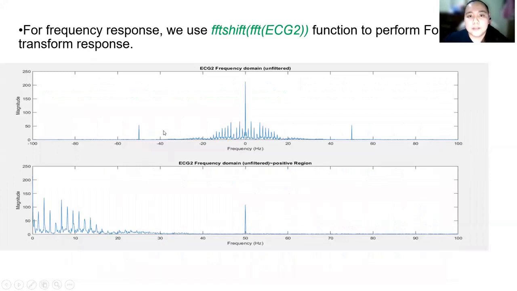Next, we plot the ECG2 signal in frequency domain. So for frequency response, we use this function to perform Fourier transform response. So below is the ECG2 signal in frequency domain. This one is the noise at the negative regions and also this one is the noise at the positive regions. So below is the ECG2 signal in the frequency domain for the positive region. And we can clearly see that there is a noise at the 50 Hz frequency.